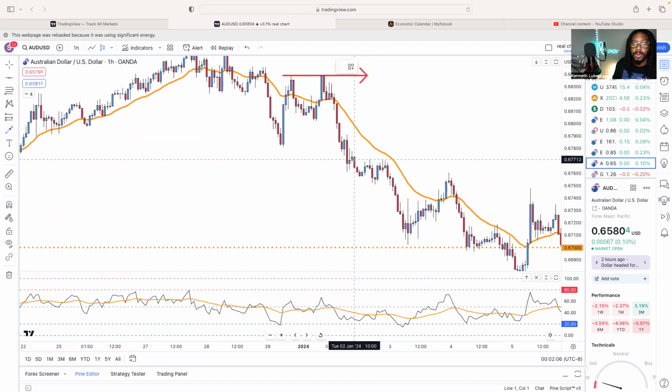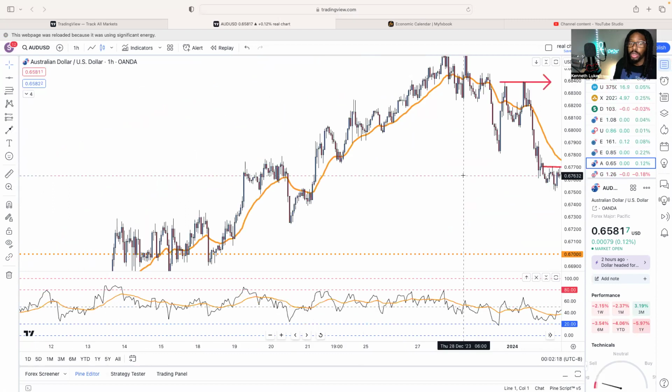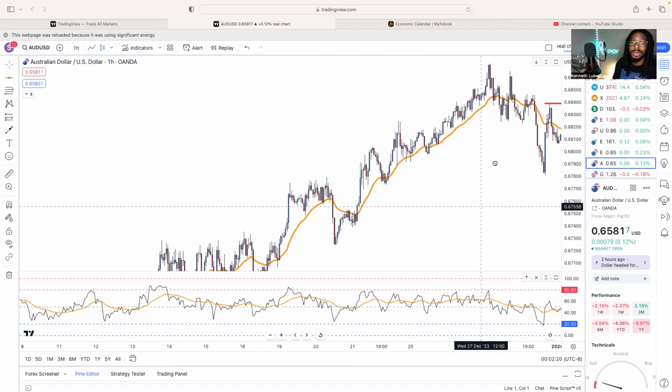Another example. It's right here. Okay. Boom, price shoots up to this point right here, pulls down a little bit, shoots back up to this point again. Boom, it just drops. Okay. So those are considered double tops.